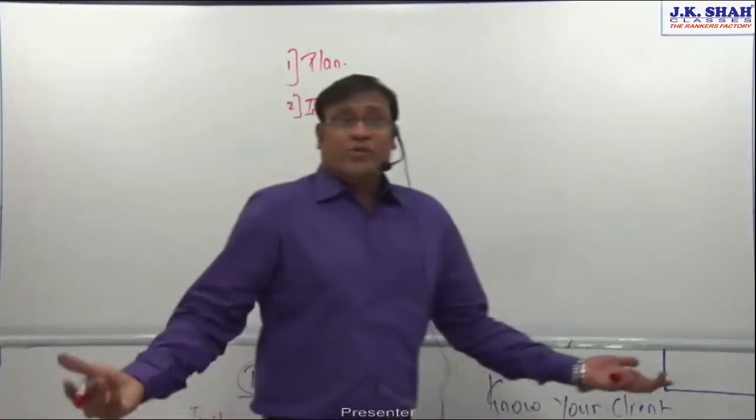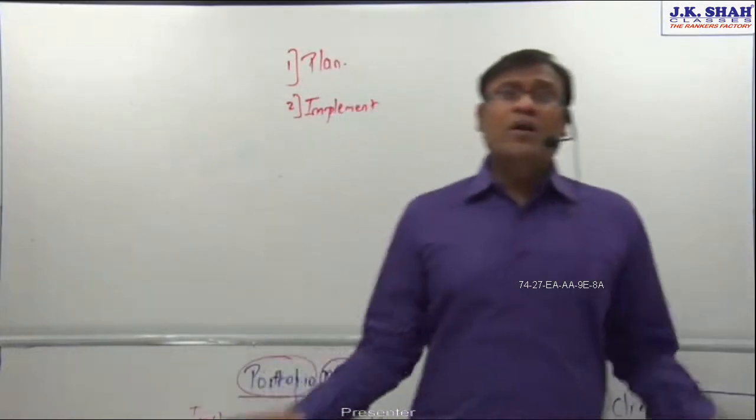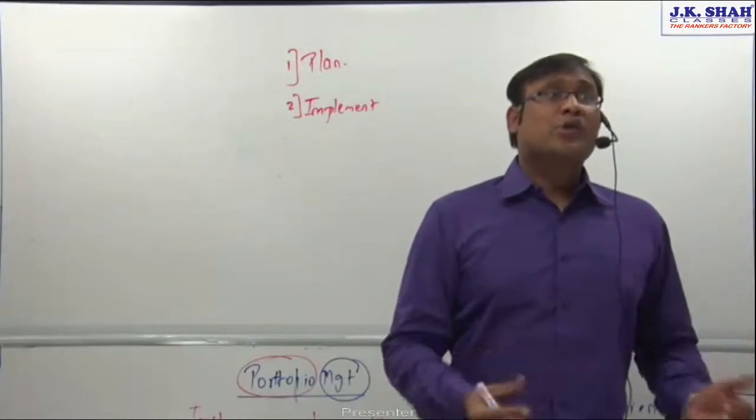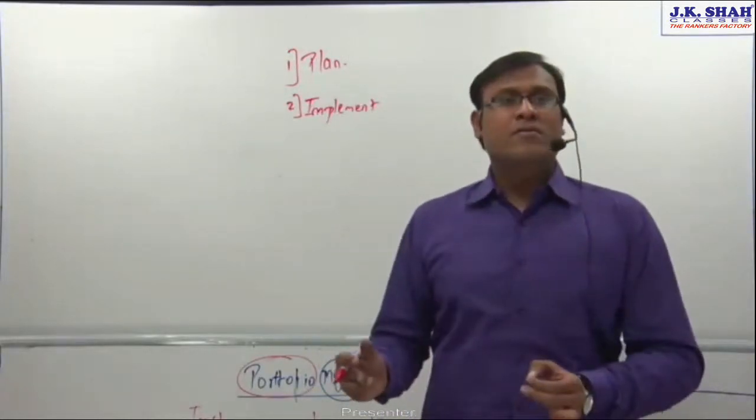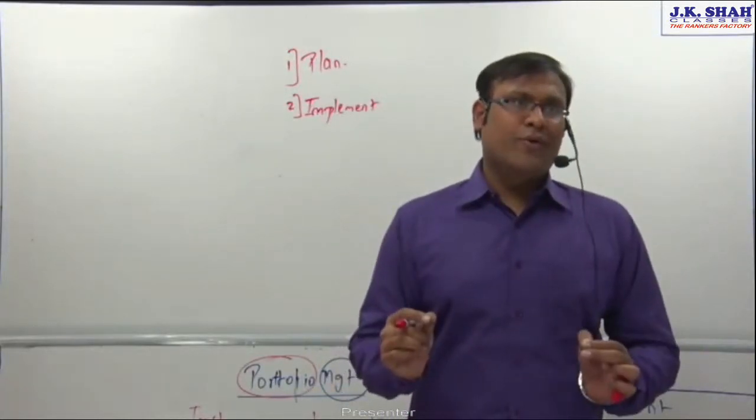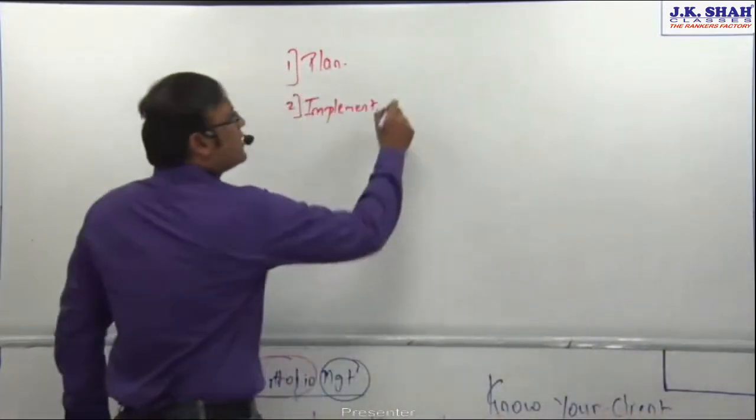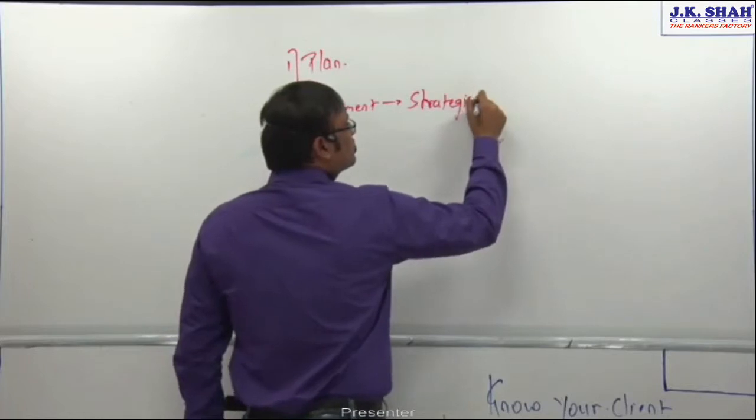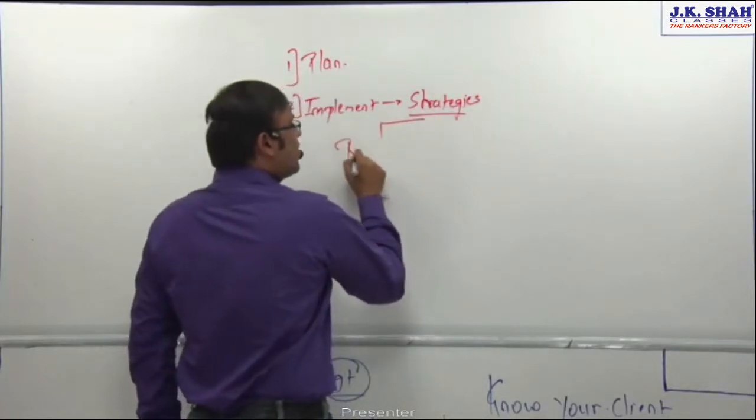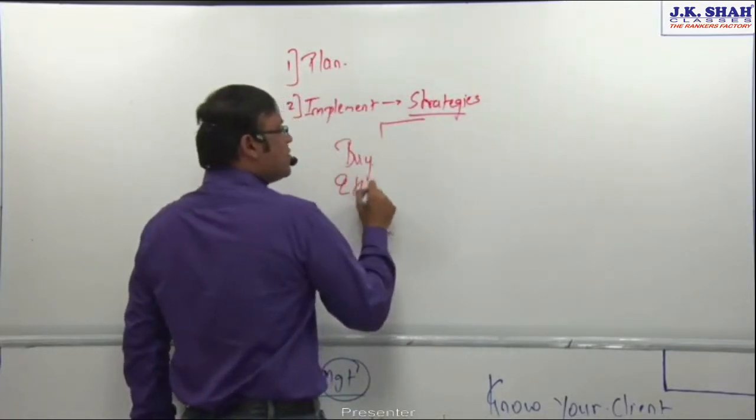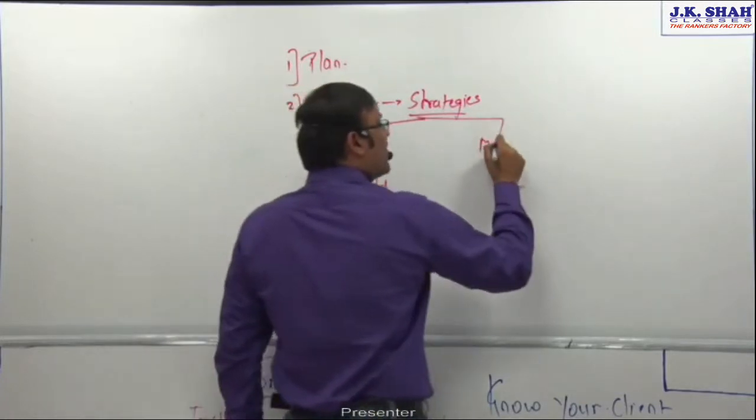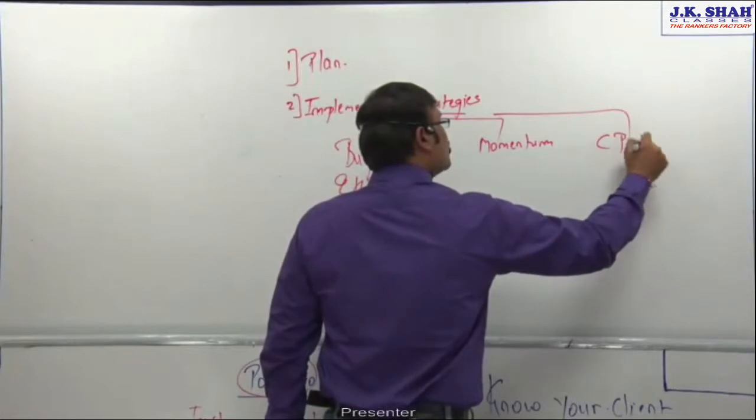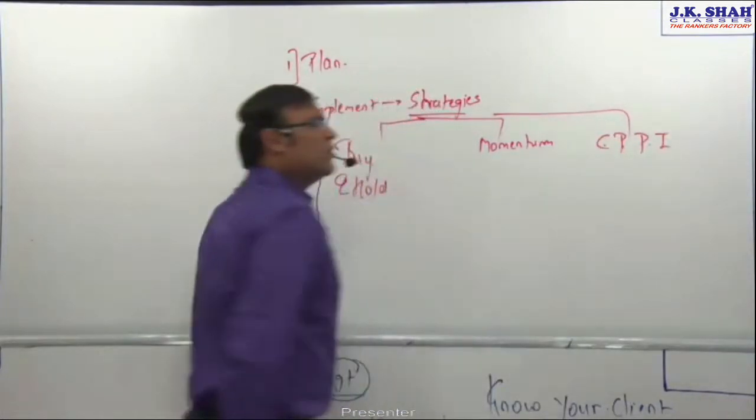You have to implement, of course. What do I earn if I just make a plan on paper? I need to invest it, right? I have to implement it. So I plan, I implement. I construct a portfolio. While implementing, I could have various strategies. I could have a very old strategy, buy and hold. I could have a very popular strategy, momentum. Or I could have constant proportion portfolio investment strategies.